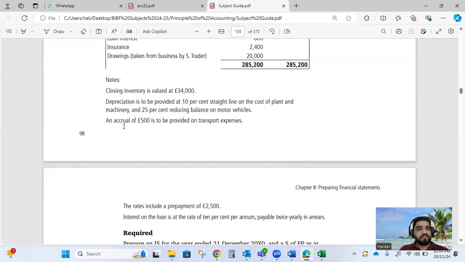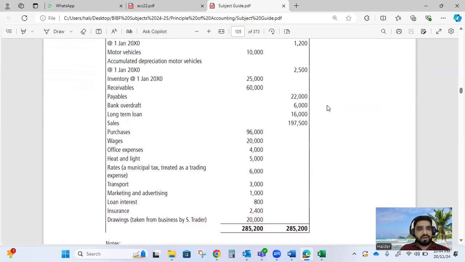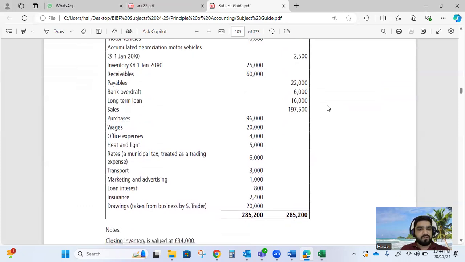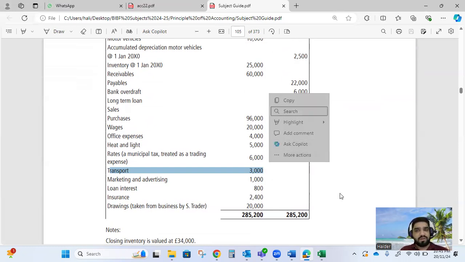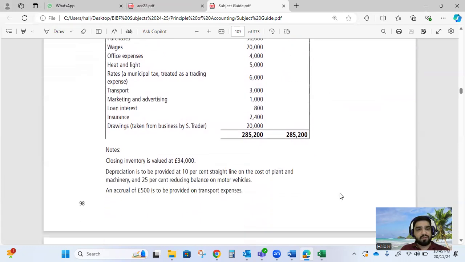Anyways, let's go on. And the next adjustment is an accrual of 500 pounds to be provided on transport expense. Okay, a few minutes ago, I have explained the transportation. If any value is given in the trial balance, it is already paid. So transportation expense was 3,000, it is already paid. But in the adjustment, there is an accrual item. Accrual means still payable.